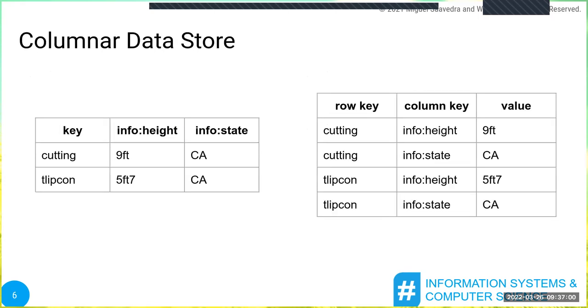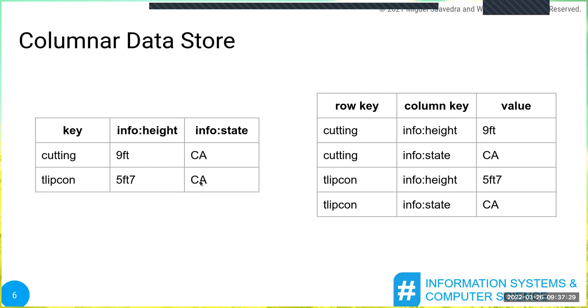Okay. Again, just as a recap about columnar data stores, the one in your left is what we call a traditional database table, right? So the traditional database table here, you will have 3 columns. One is your key, right? Then, of course, you have information, in this case, height and state, right? So Cutting is 9 feet and it's in California. Clipcon is 5 feet 7 inches and it's in California.